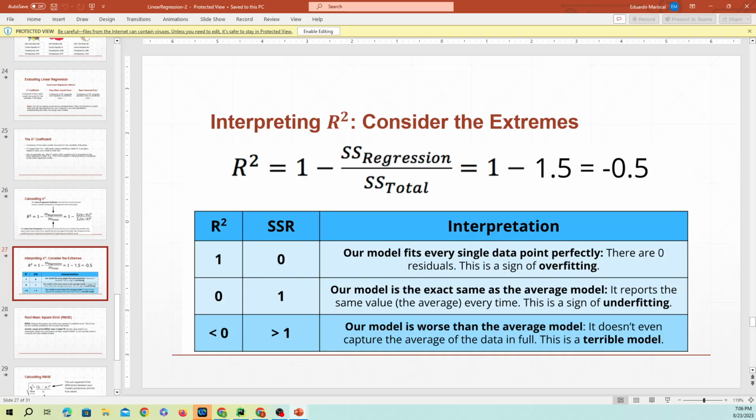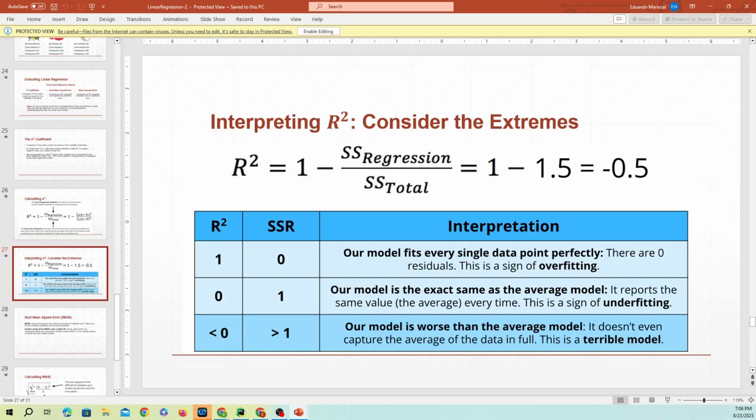Another example would be if your R squared is less than 0. Our model is worse than the average model. It doesn't even capture the average of the data pool. This is a terrible model. So if you calculate your R squared and get something less than 0, that means you have done something wrong. You have to go back. So you want your R squared to be close to 1 but not equal to 1.